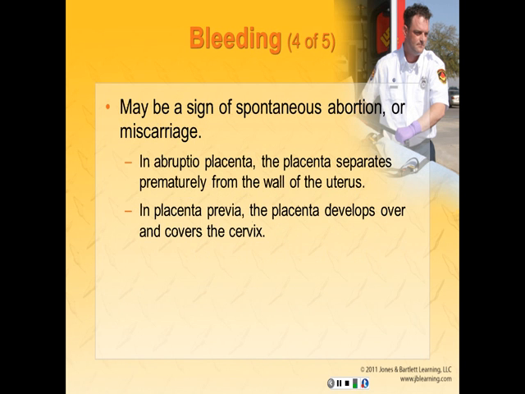In early pregnancy, it may be a sign of a spontaneous abortion or miscarriage. In the later stages of pregnancy, vaginal hemorrhage may indicate a serious condition involving the placenta. In the condition of abruptio placentae, the placenta separates prematurely from the wall of the uterus, most commonly caused by hypertension in the mother and as a result of trauma. In placenta previa, the placenta develops over and covers the cervix. Decreasing the patient's anxiety during these situations will directly impact how she and the fetus may respond during the emergency.